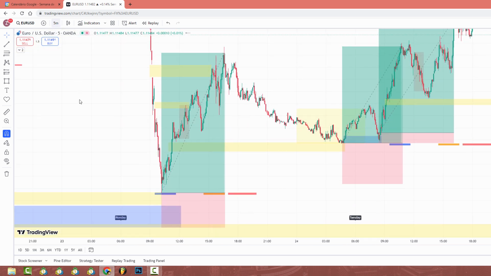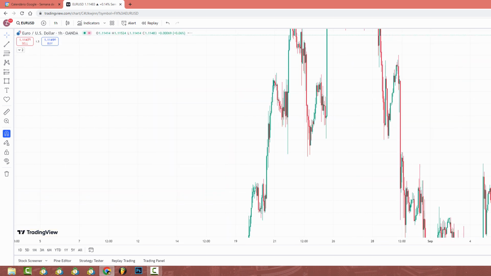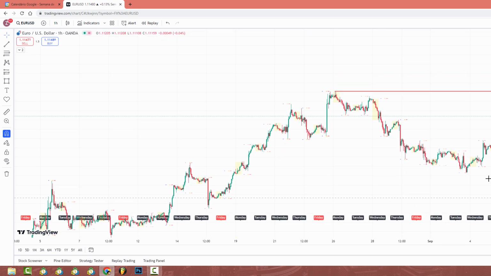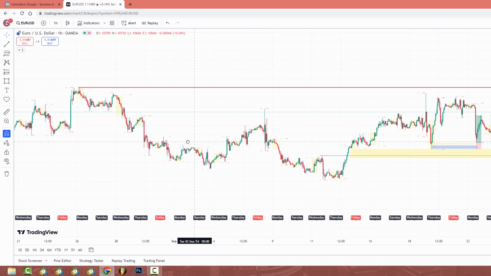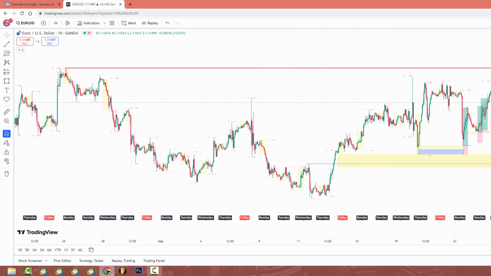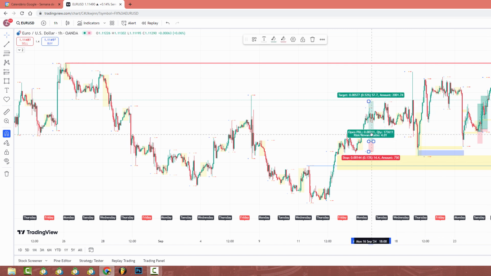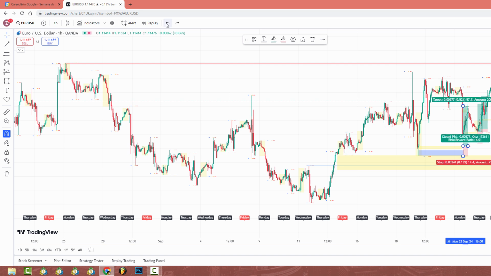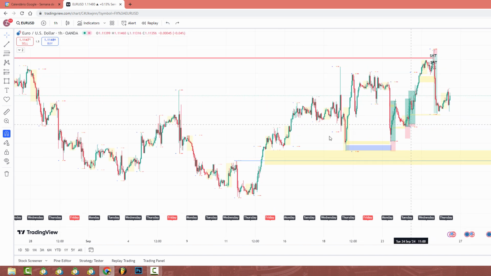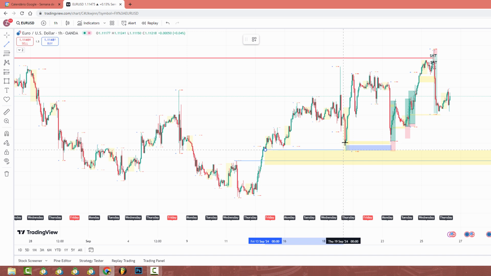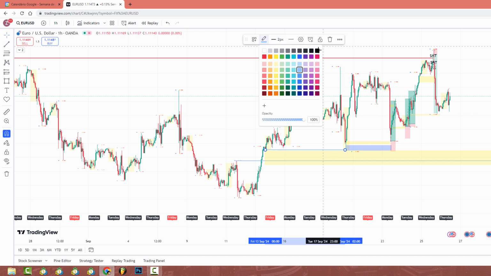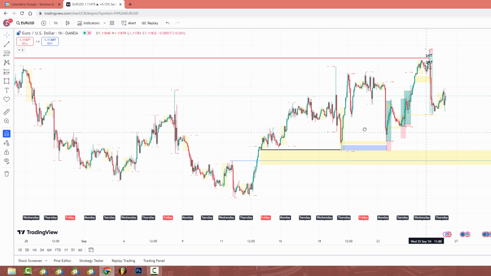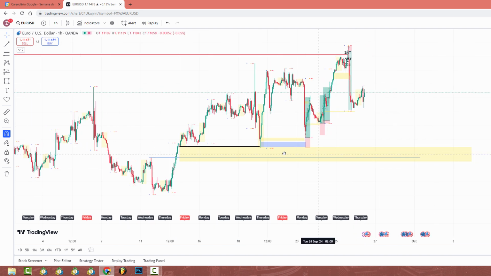but let's always start off with the higher time frame. If we see this, we had this run up, right? We had this liquidity that got taken. This liquidity is good. Why? Because there's also an imbalance underneath.